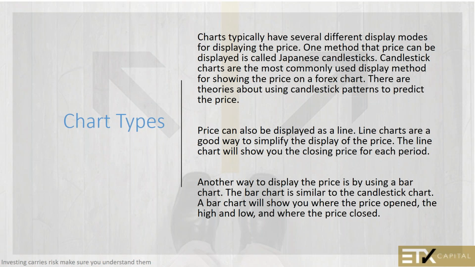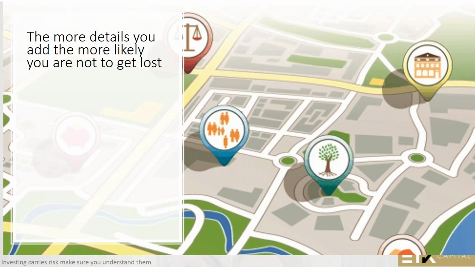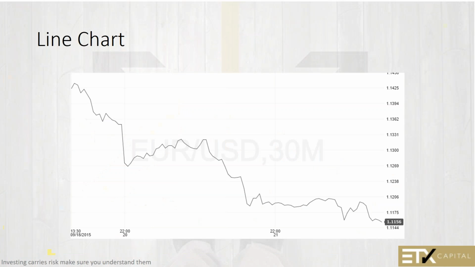Now, there are 3 basic charts. And all the other charts out there are variations of these 3 types of charts. We have line charts, bar charts, and candlesticks. Now, line charts are the bare basic minimum.